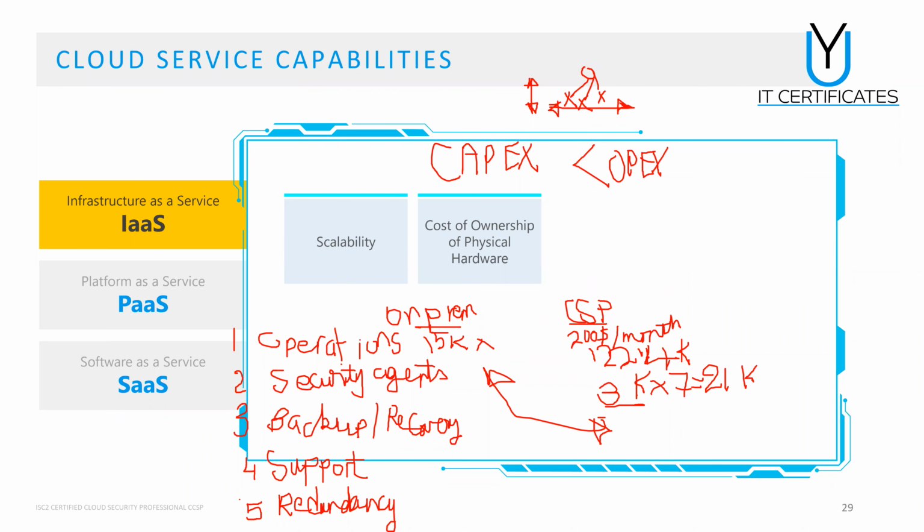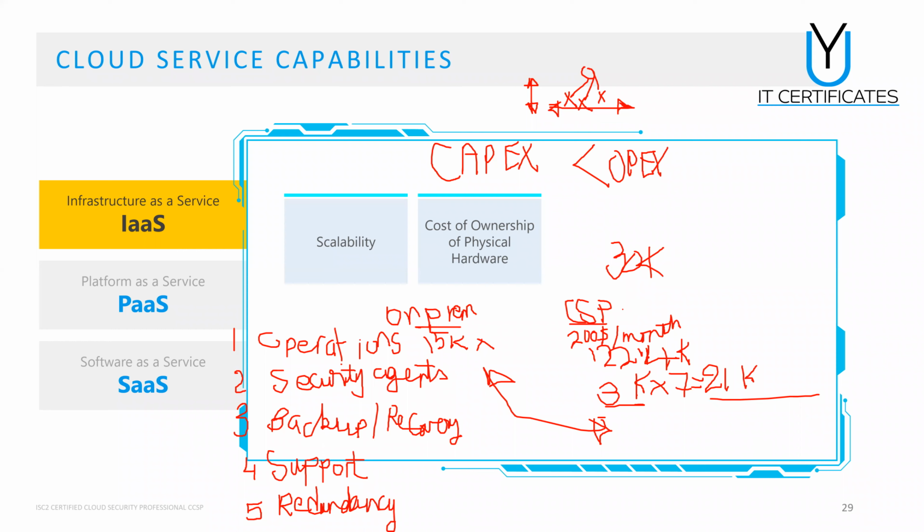Then by the end of the day, on-prem, it is not only 15K. I am quite sure if we made a proper calculation, it will be maybe 25 or maybe 30K. And especially the redundancy: if you take the redundancy into account, and forget about the other factors, then this value will move to 30K, although the cloud service provider will provide it for only 21K.